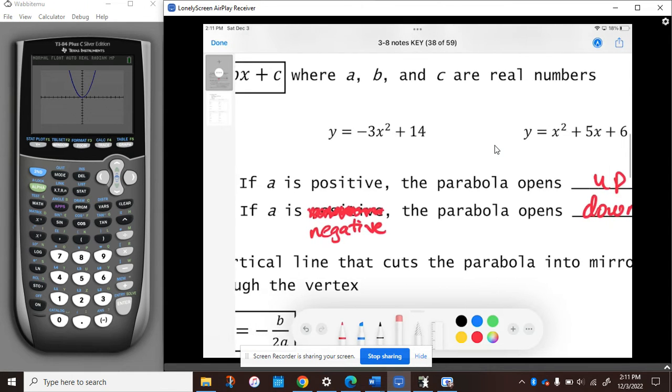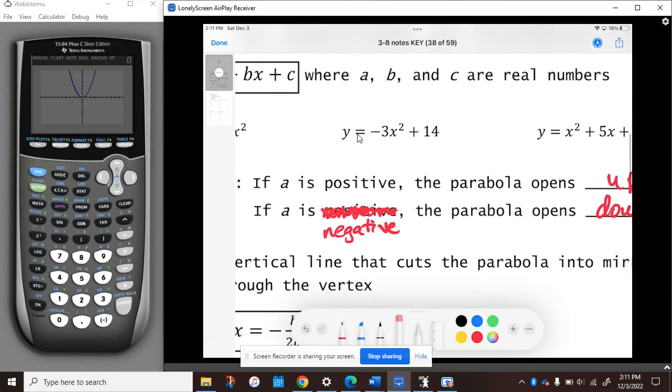You look at this middle one, negative 3x squared plus 14. You have an a coefficient. a is negative 3, but you don't have an x term. So you would say that b equals 0. And then at the end, you've got this constant number at the end. You would say that c is positive 14.